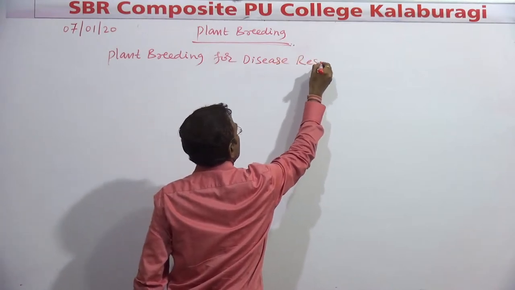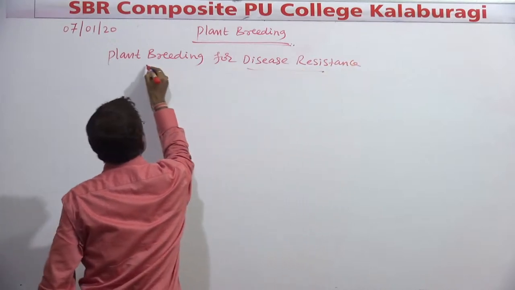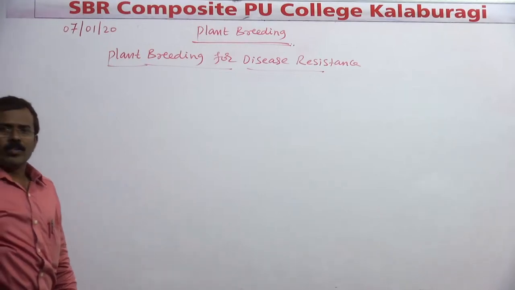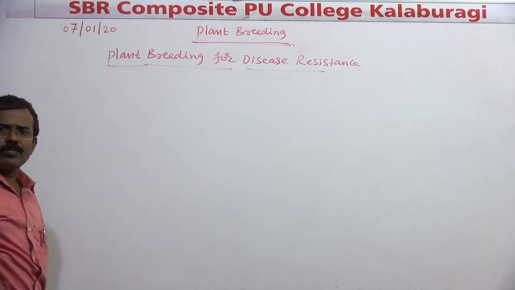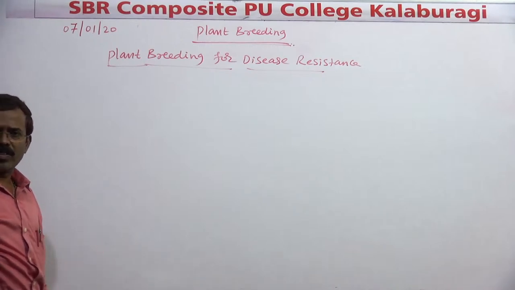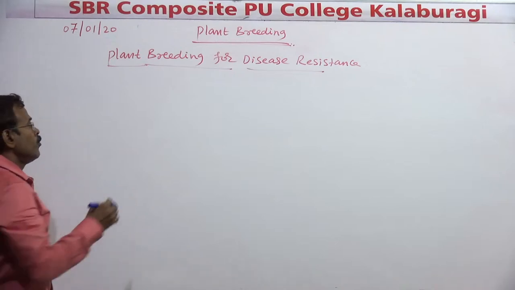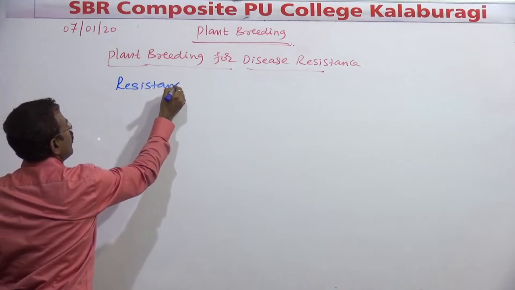I was discussing plant breeding for disease resistance. So I told about the diseases, which are the agents that cause diseases to the crop plants. Here, we have to develop resistance in plants.